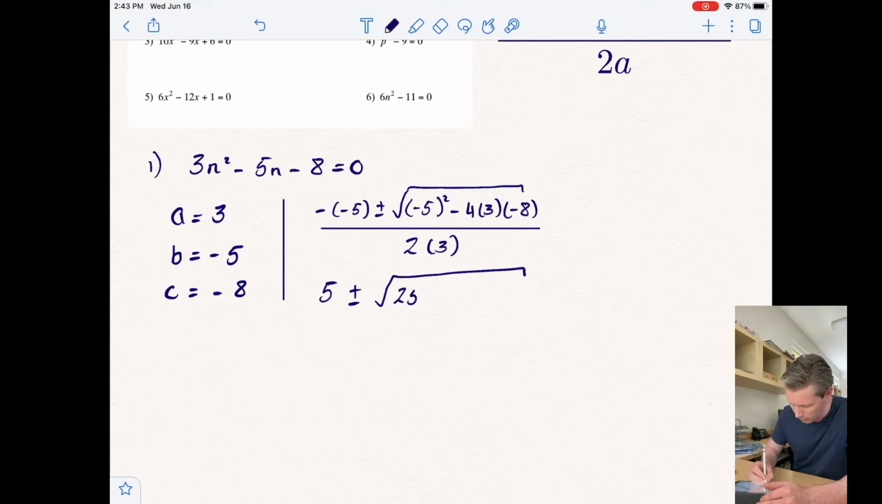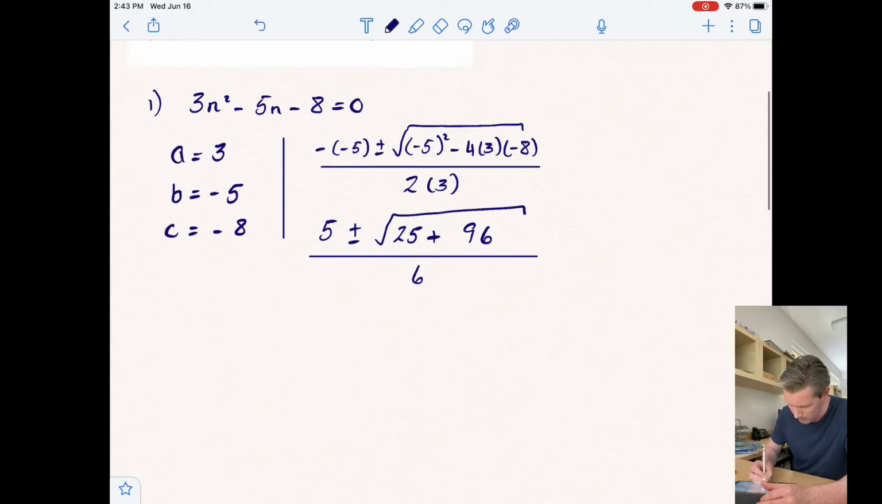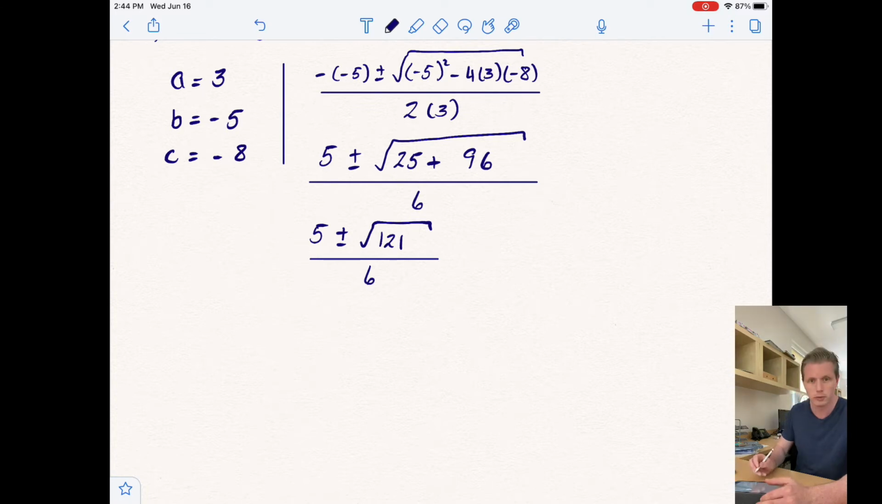So 5 plus or minus the square root of: negative 5 squared is 25. I have minus 4 times 3 times negative 8, so those two minuses eat each other up and give me a plus. 4 times 3 is 12, and 8 times 12 is 96. So I have 96, all over 6. That is 5 plus or minus the square root of 25 plus 96, which is 121, all over 6. The square root of 121 is 11, and so I have 5 plus or minus 11 over 6.